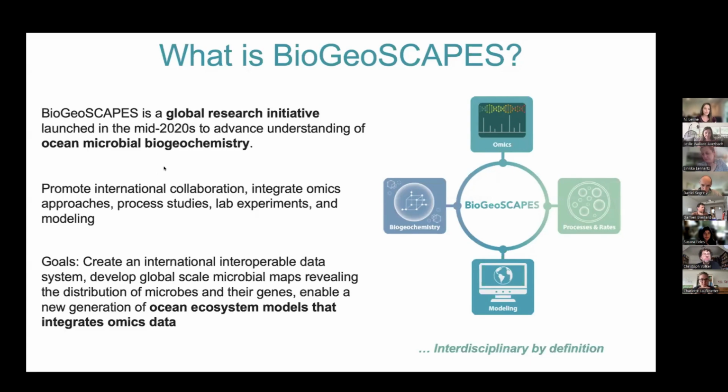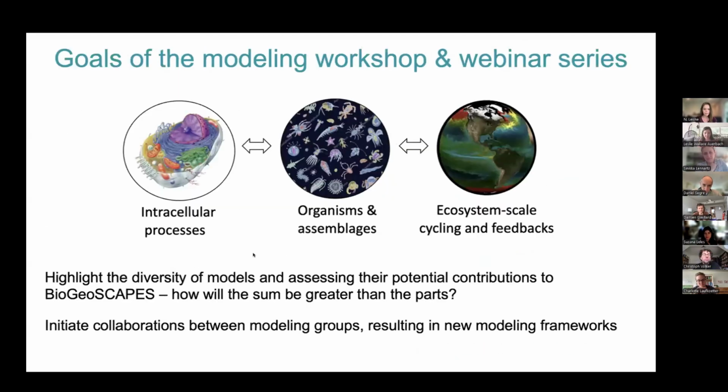A key goal of BioGeoScapes is to create this interdisciplinary international group. One of the aspects of that is to engage ecosystem models and other types of models, omics data, experiments and observations. BioGeoScapes has multiple different scales it looks after, and that mirrors what we've been trying to do in this modeling webinar. We think about intercellular and cellular scale processes, how that translates into understanding organisms and microbial communities, and then how that scales up to global scale cycles and ecosystem scale feedbacks.